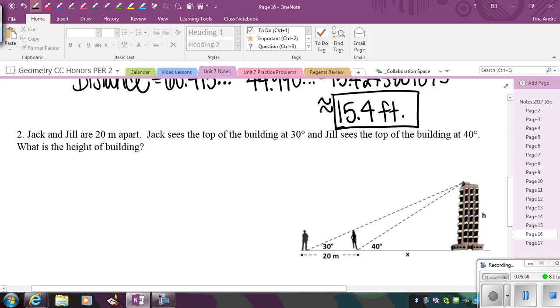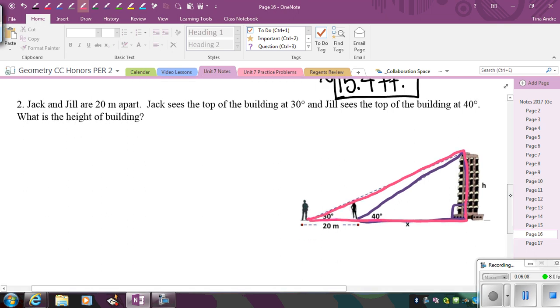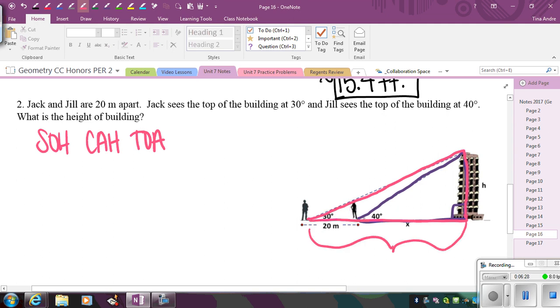So the good thing is H is part of both this small right triangle, and it's also part of this large right triangle. But the issue is if you want to be able to use SOHCAHTOA, you have to know an angle and a side to find another missing side. And if you look at this purple triangle, I have two unknown side lengths and only one angle. Same thing with the pink triangle, except I have this 20. So really, this pink triangle's one leg here is going to be 20 plus x.